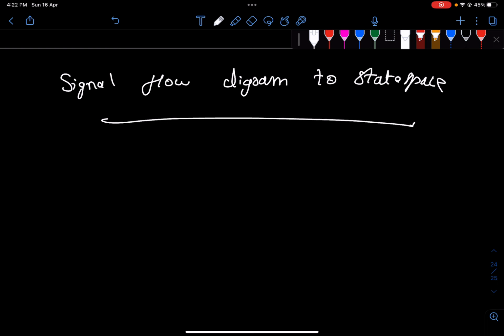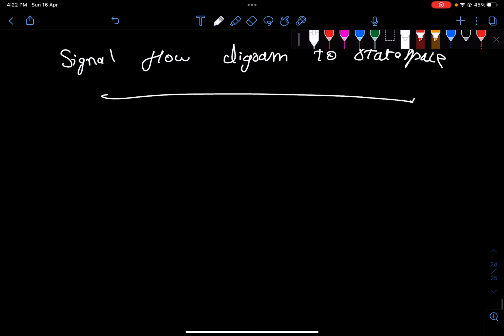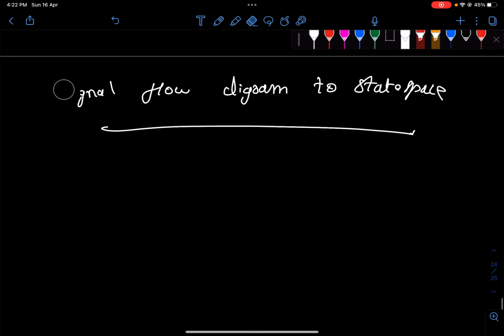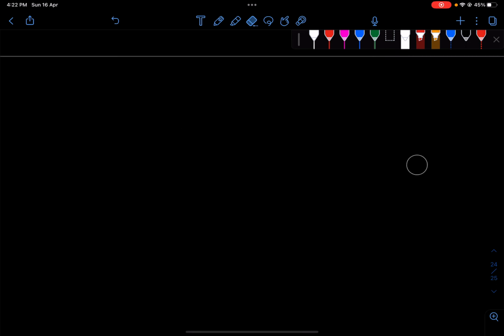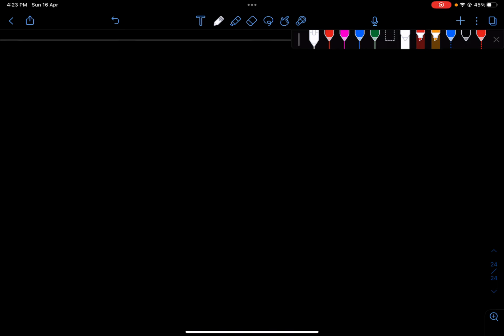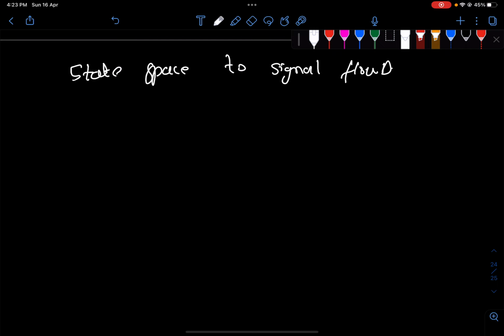Or yeah, it's no problem. Reverse also we can do first. I'll do the reverse first, that's more good, I think. Otherwise you may get doubt. From state space to signal flow diagram.